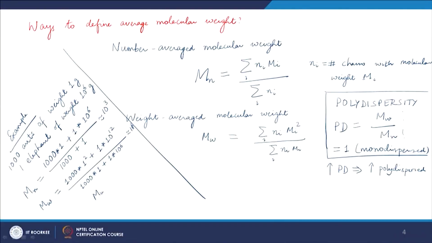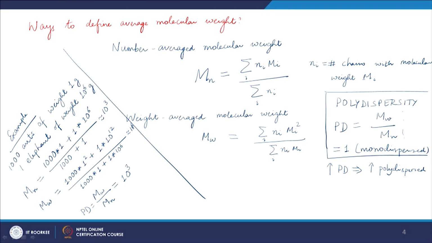On the other hand, if I look at Mw, it is close to the weight of the elephant, at least it gets the heavier one right, it makes a mistake on the lighter one, right. But the key point here is, in this particular case Mw by Mn, that is the PD, is around 10 to the power 3. The system is polydispersed, which it clearly is, because we have 1000 ants and one elephant. The elephant has much larger molecular weight compared to the ant.